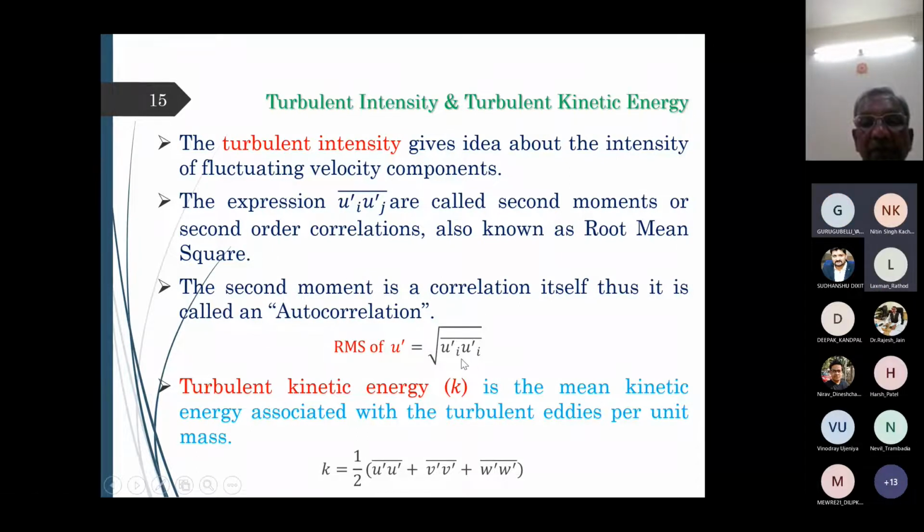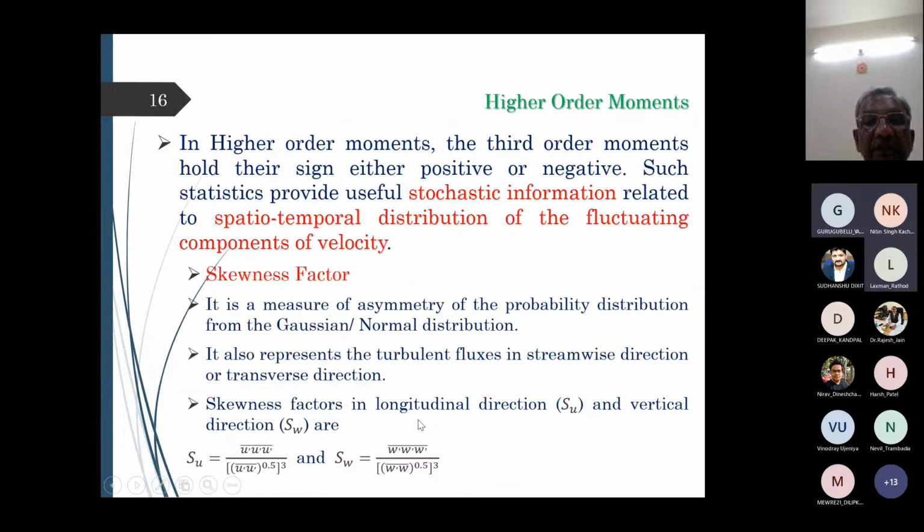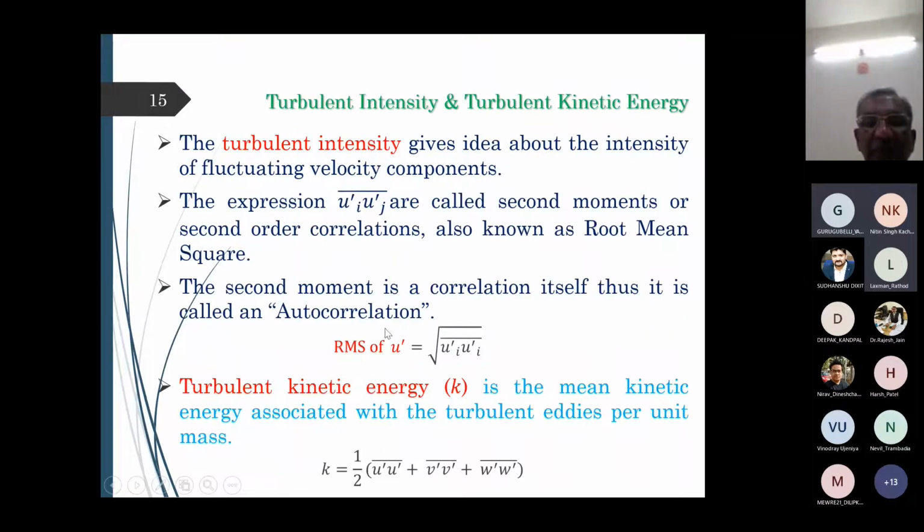But if you are talking about Ui prime, then in that case you are making the square of that, then you are taking the average. After multiplication, minus minus becomes plus, and if you take the mean of that and then the square root, that is called RMS of U prime, right? Similarly, you have the kinetic energy. Kinetic energy is represented like this, turbulent kinetic energy, right? So these are a few expressions which I will be using from time to time.